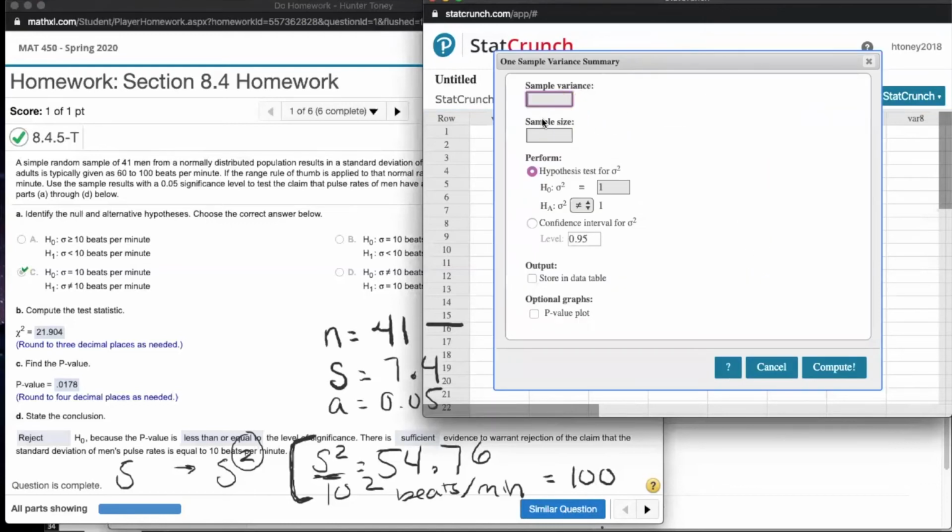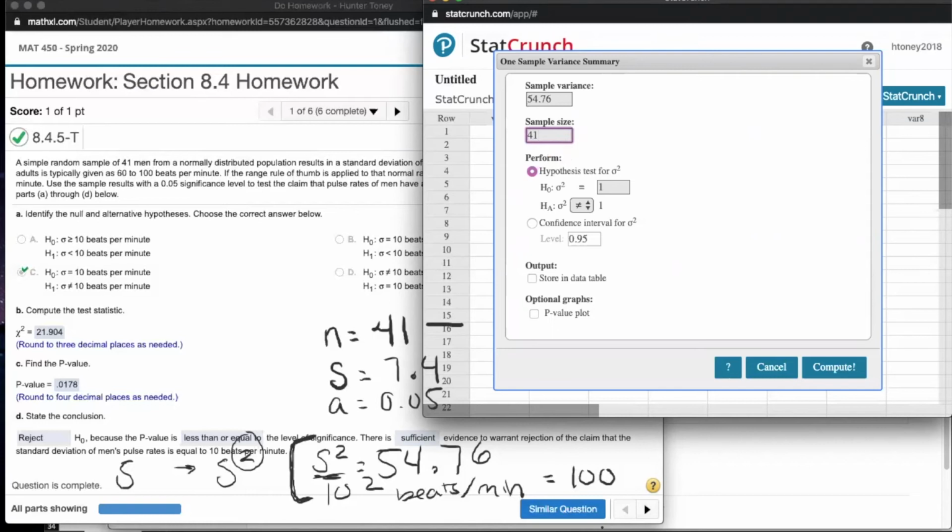So all we have to input is our sample variance and our sample size and our hypotheses. Our sample variance is what I calculated down here. It's just our sample standard deviation squared. So the 7.4 squared, which was 54.76. So we can just put in 54.76. Our sample size, remember, stays the same, because our variance and our standard deviation are based off of our sample.